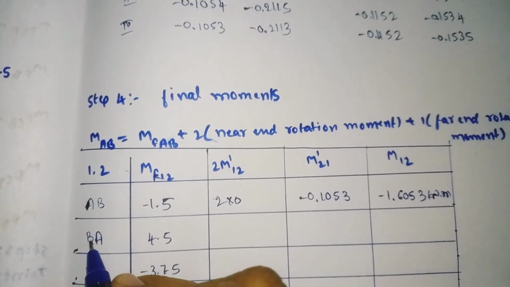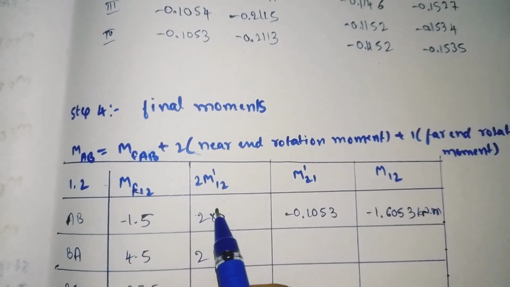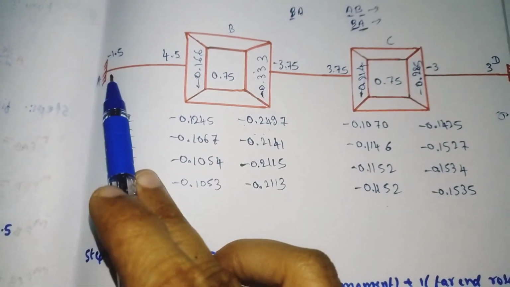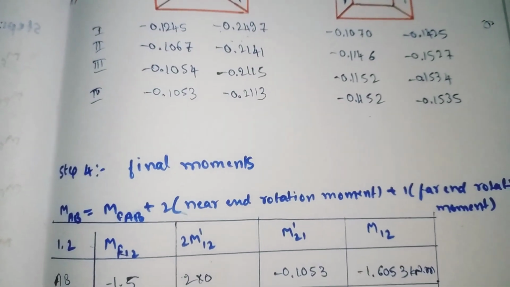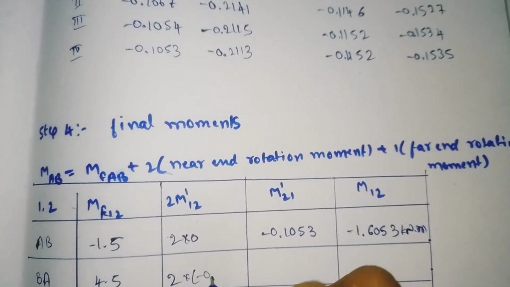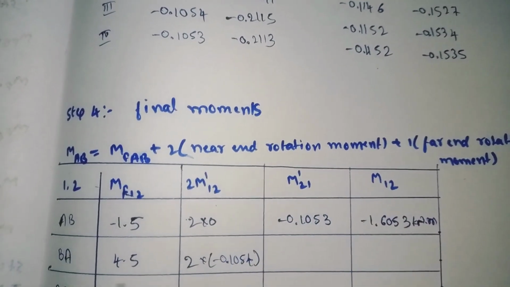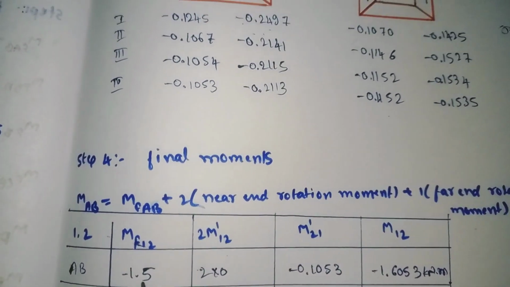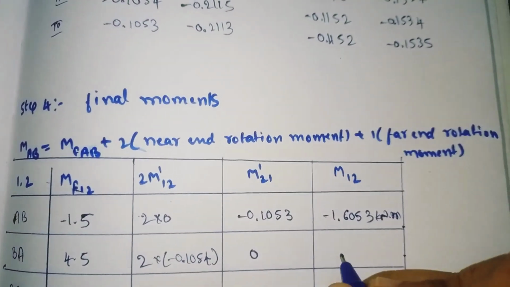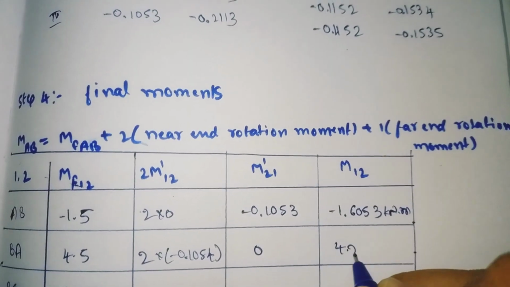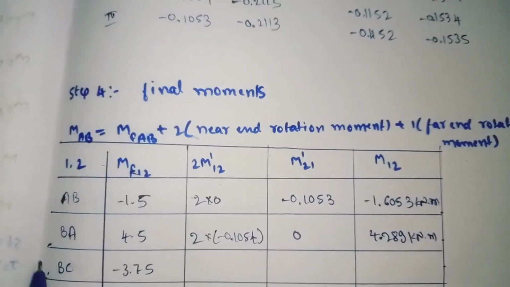Similarly for member BA, the fixed moment we got was 4.5. Here 2 into the rotation moment of BA, which we got as minus 0.1053. So write this value here. Here M dash 21 means rotation moment of AB. There is no rotation moment for AB, so keep it as 0. Now add, and it will come out as 4.289 kilonewton meter. This is the final moment value for member BA.